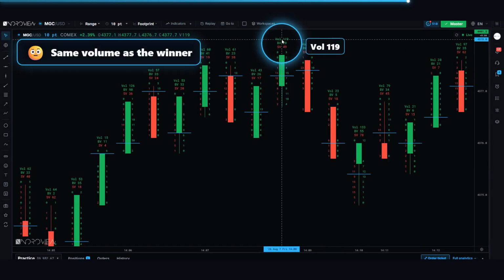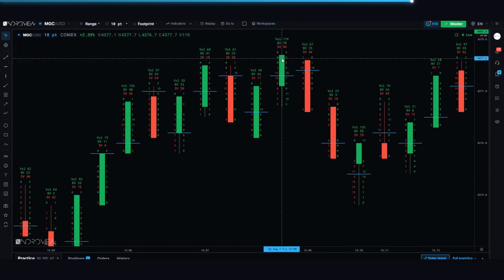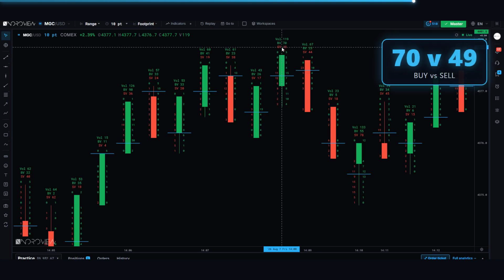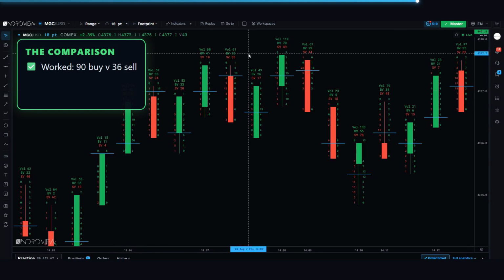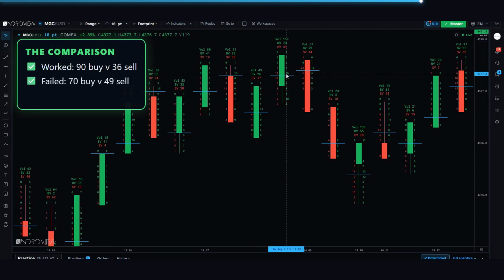Here it is, volume 119, almost identical to the one that worked. But look at the split, buying 70, selling 49. The winner was 90 against 36. This one is 70 against 49. Same volume, but barely 1.5 to 1 instead of 2.5. That is not conviction. That is price being nudged up while plenty of people sell into it.